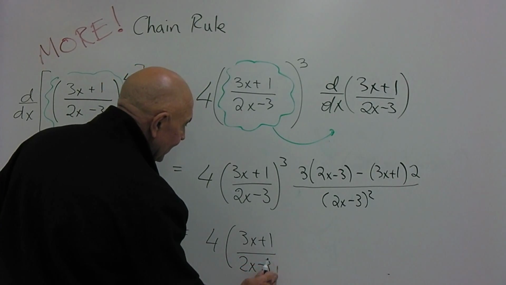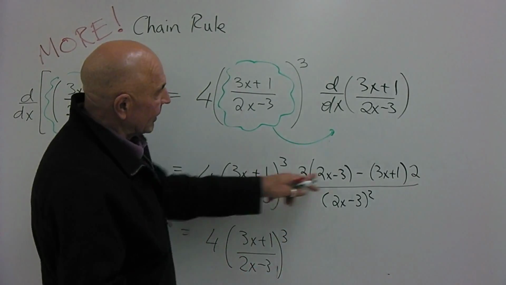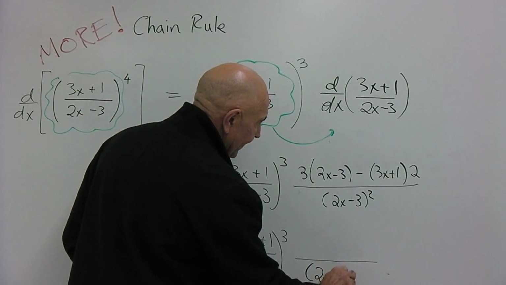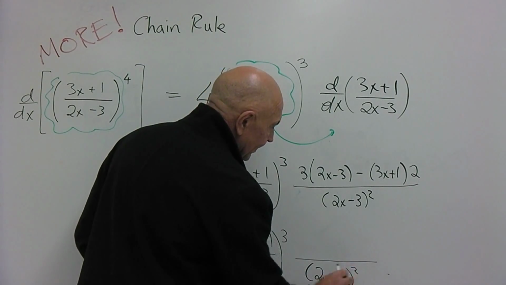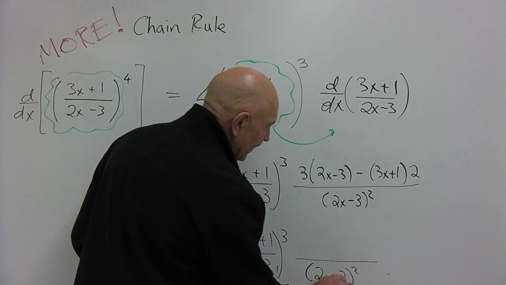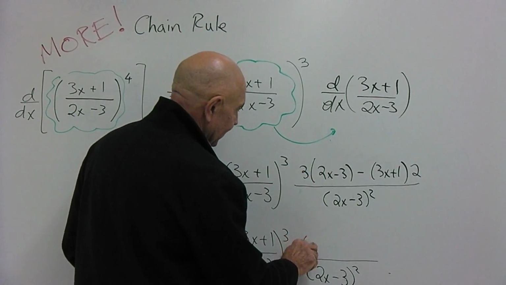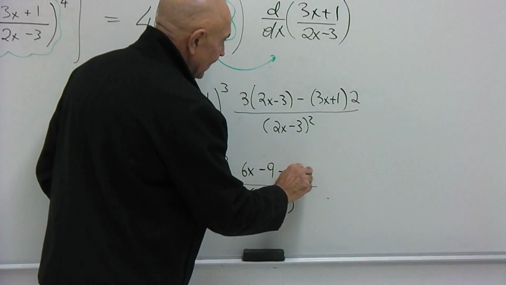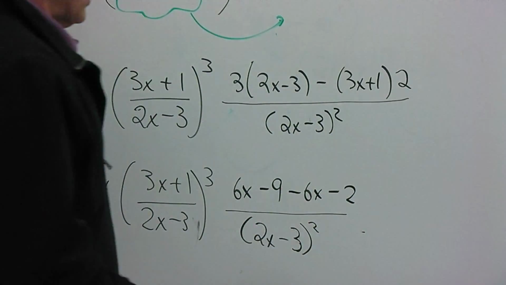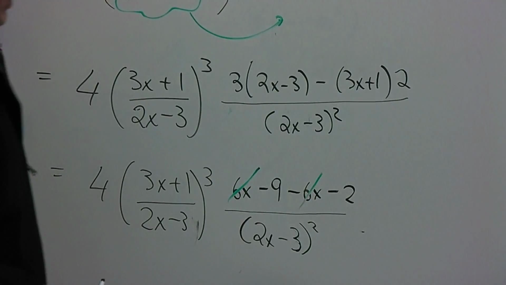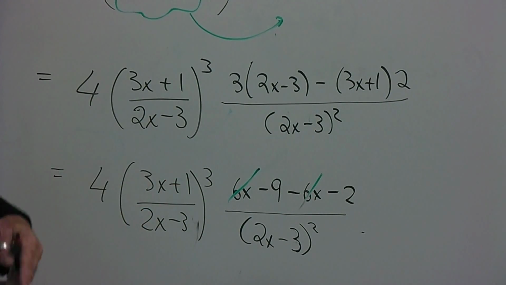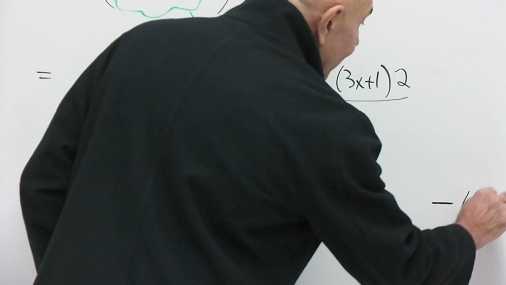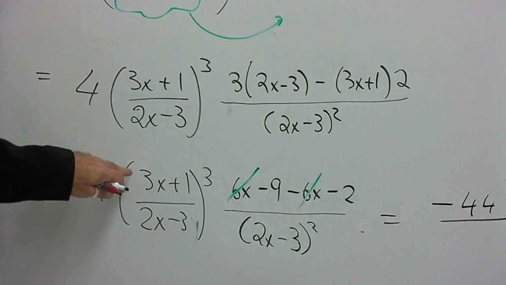Simplifying means multiply this out and cancel some terms. It's an ugly 3, isn't it? If you multiply this out, you get 6x minus 9 minus 6x minus 2. The 6x cancels, and you're left with minus 11. Times 4 is minus 44. That's all that's left on top.